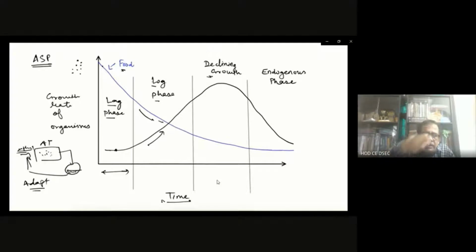So availability of the food is decreasing, while the increasing rate of growth of the biomass occurs, because this is a competition. Two simultaneous kinetics occur. One is the growth of the bacteria and growth of the biomass, another is the utilization of the substrate. This competition, this simultaneous occurrence will be there. One is increasing, and food simultaneously will be decreasing.